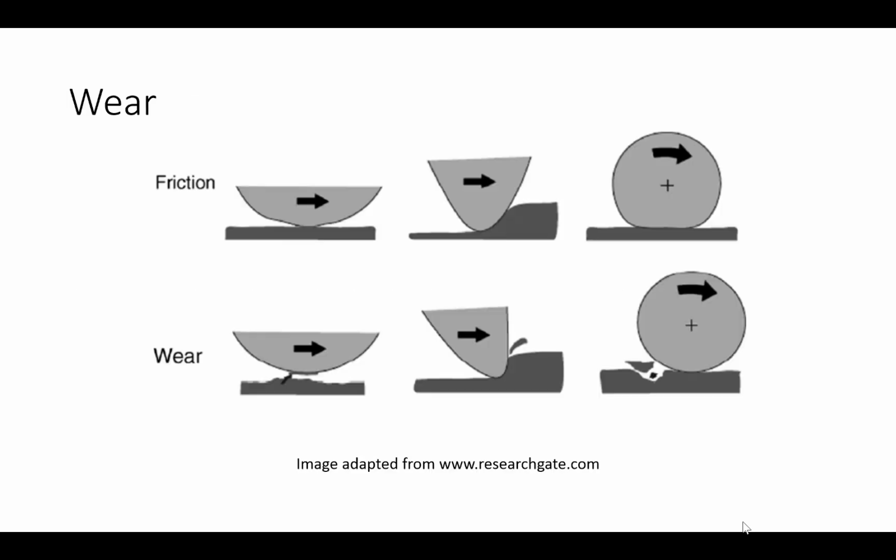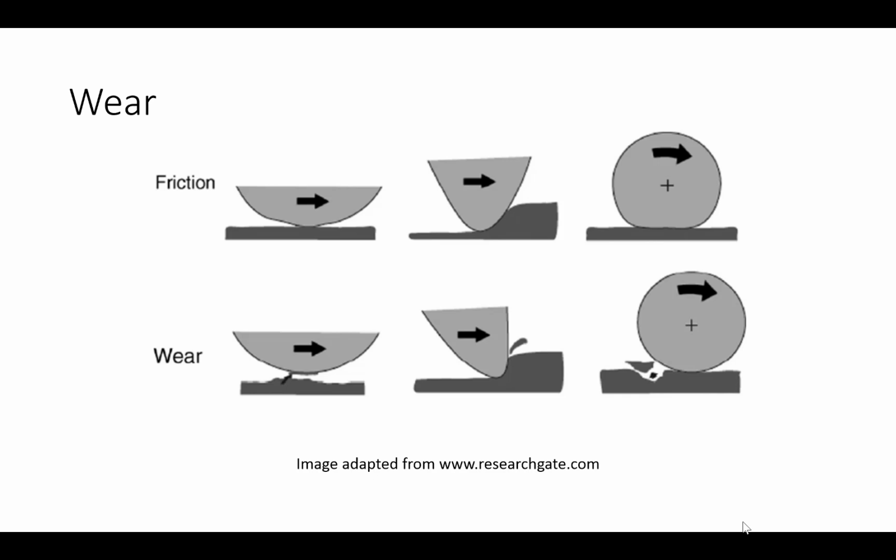Wear, on the other hand, is the process of removal of material from sliding surfaces. In the image that you can see here, the distinction between friction and wear is described. In the upper images, you can see 3 different types of friction a material can be experiencing. Whereas in the bottom images, you can see that the wear mechanism always involves some kind of material removal, just like we said.